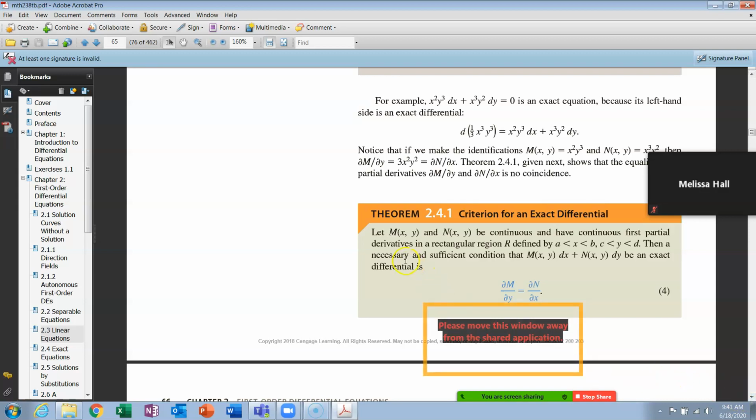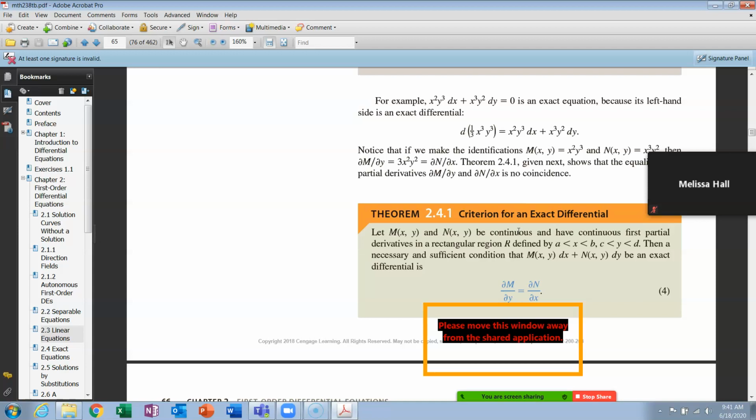Let M of x,y and N of x,y be continuous. They have to be continuous in some region R. Now what does that mean? No places where they take off and go to infinity, no places where you have piecewise defined functions that don't connect. They've got to be continuous, and they have to have continuous first partial derivatives within this rectangular region R. The R is going to be something between a and b for x, between c and d for y.